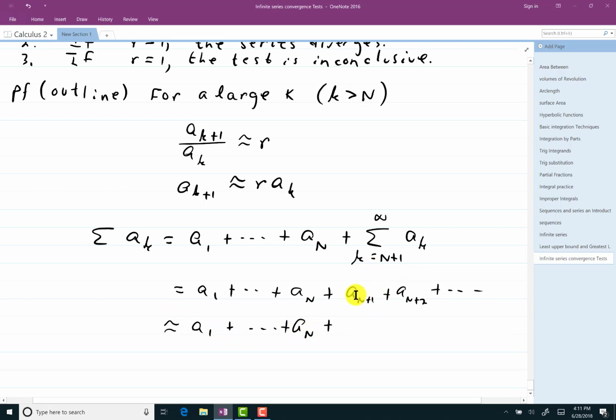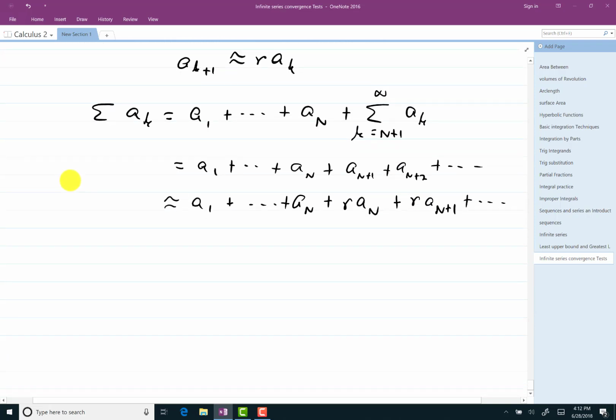So this a sub capital N plus 1 is close to r a sub capital N. This one right here is close to r a sub capital N plus 1, and that goes on and on. But now I can apply it again to those large terms. I'll still have r a sub N, but then a sub N plus 1 is approximately r a sub N, so I'll get an r squared a sub N, and then I'll get an r cubed a sub N, and that will go on.